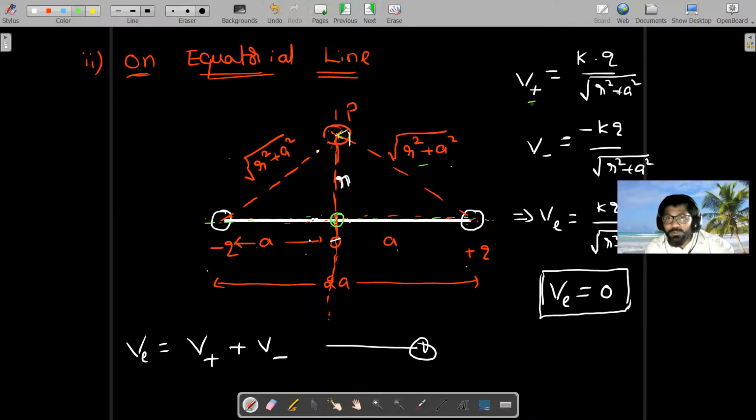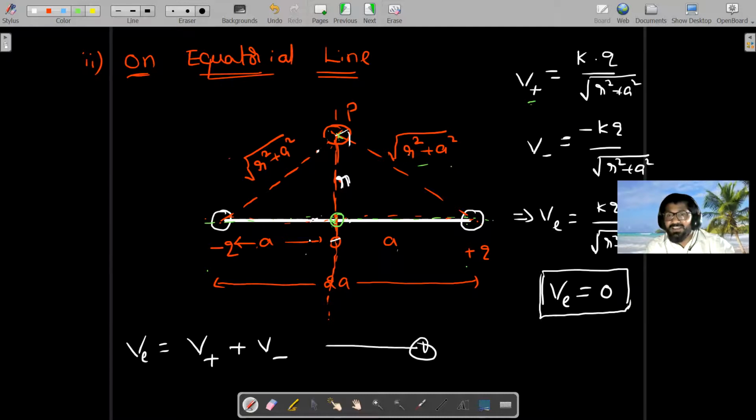Now, the potential due to the positive charge at this point is k into the charge plus q, so kq by its distance, that is the square root of r square plus a square. Whereas the potential at the same point due to the negative charge is given by V minus q, equal to k into minus q, so we write it as minus kq by its distance, the square root of r square plus a square. Got it? Now, by adding them algebraically, that is with the sign, we get the net potential at this point on the equatorial line. Both have the same magnitude, but one has a positive sign and the other has a negative sign.